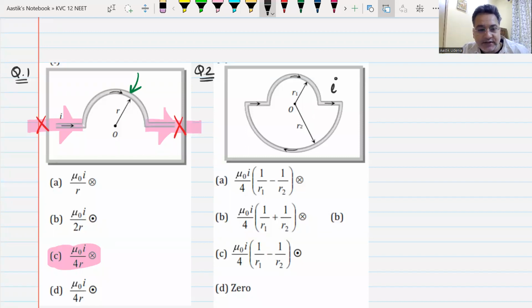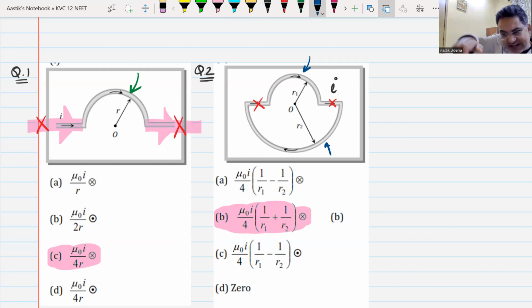And the correct option is B. Option B is the correct option. As you can see, my dear friends, this wire and this wire are not going to create any field. The field will only be created by this wire. It will be inside, and the lower wire will also be inside.